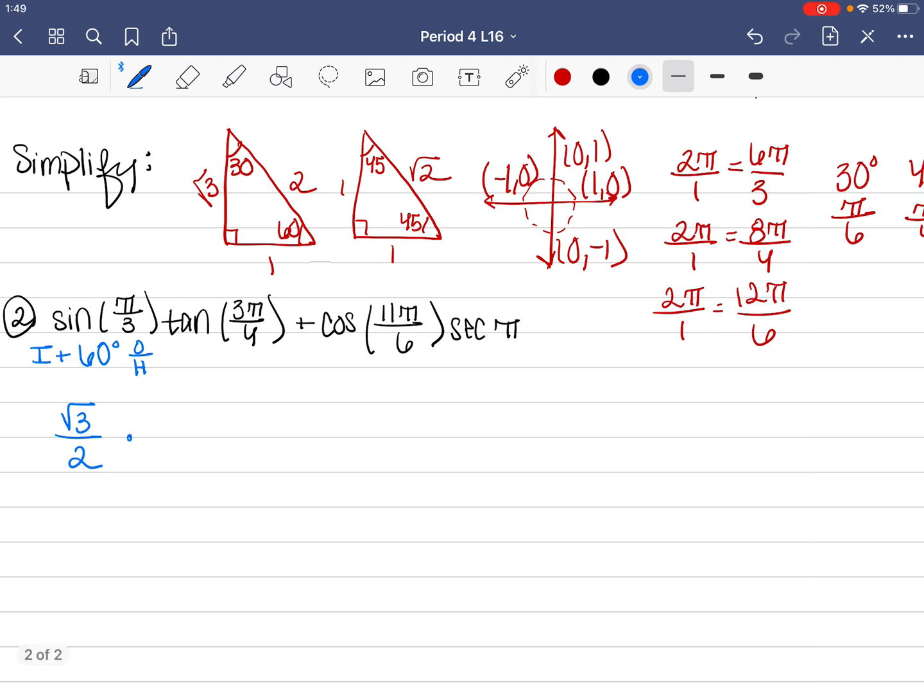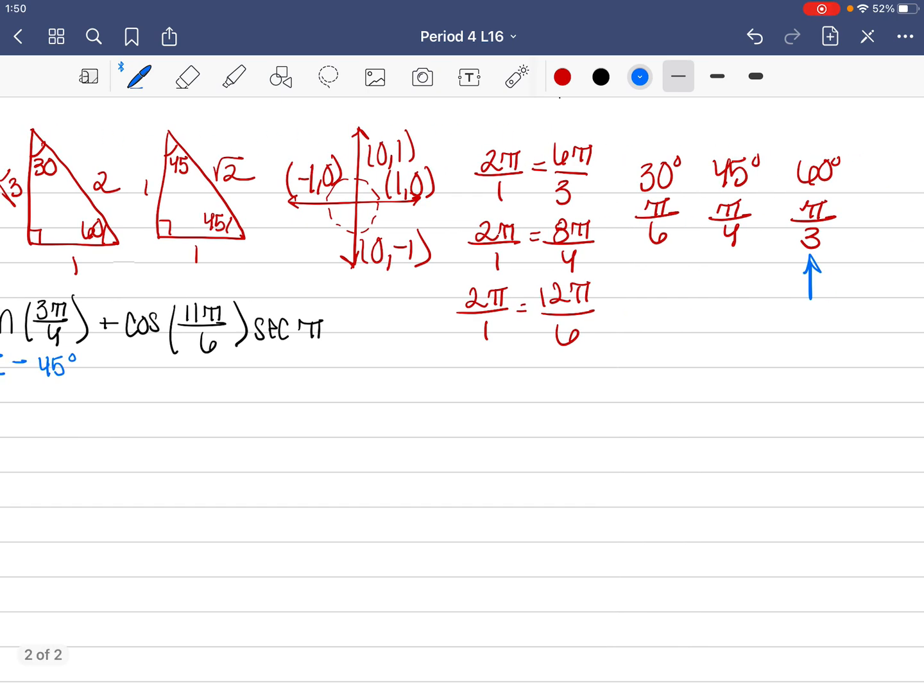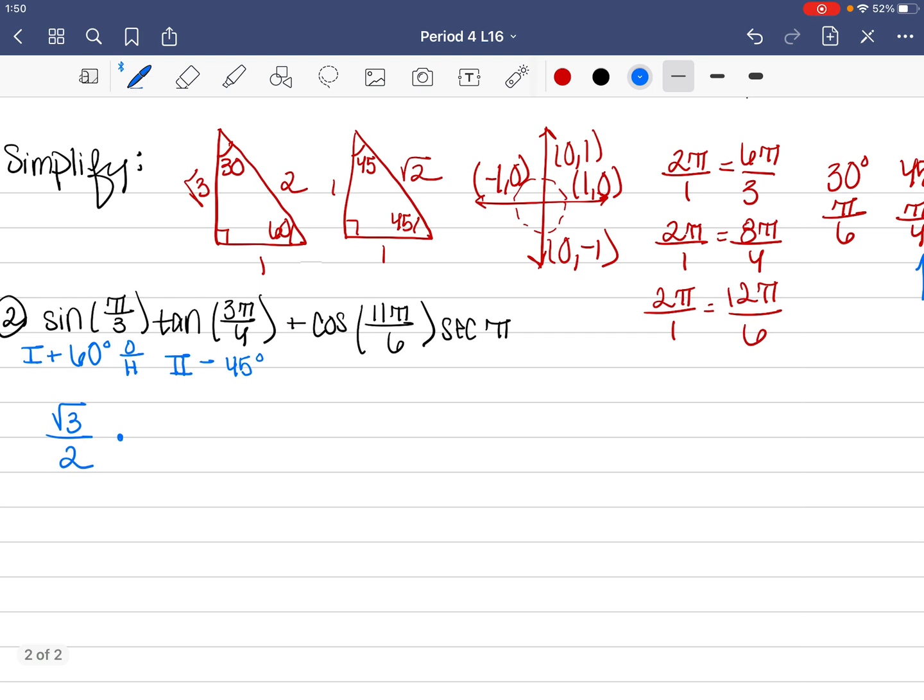Now we have this multiplication here, and we're going to be doing tangent of 3 pi over 4. 3 pi over 4 is in quadrant 2, where tangent is negative. The reference angle is pi over 4, which is 45 degrees. Tangent is opposite over adjacent, so using our 45 degree triangle, that's 1 over 1, and it's negative, so that's negative 1.